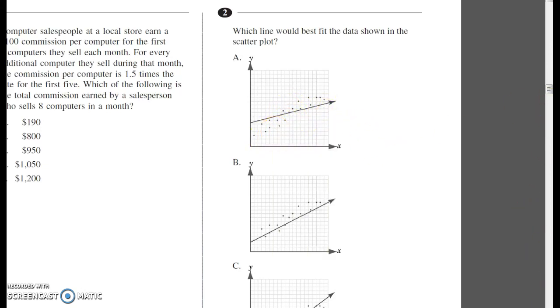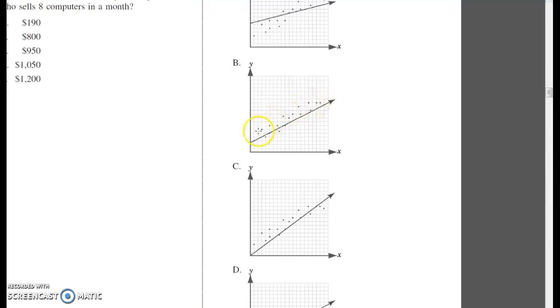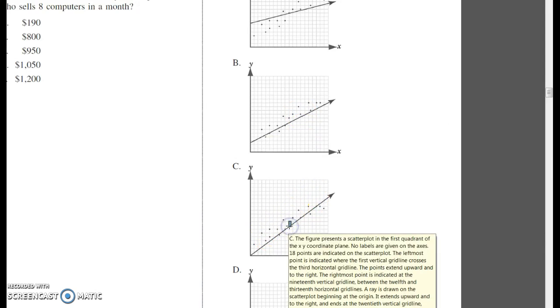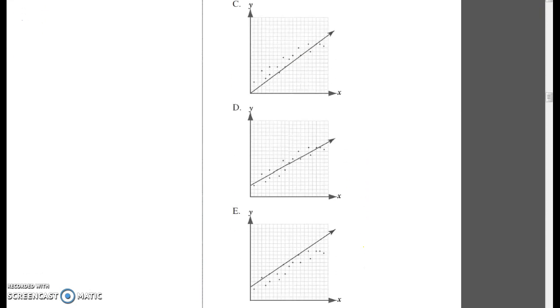So I want to look at choice B. Choice B has dots that are mostly above the line. Choice C has dots that are mostly above the line. And if you'll notice, as I'm hovering over this, it kind of gives us a little bit of an explanation about things, but I want to try to explain this to you without having to read these long paragraphs that are attached to each one of the options. So C has a line where there are mostly dots above it, and then D has a line where it kind of looks like it's sort of even. E has a line where most of the dots are below.